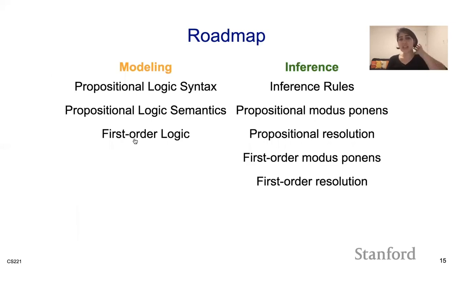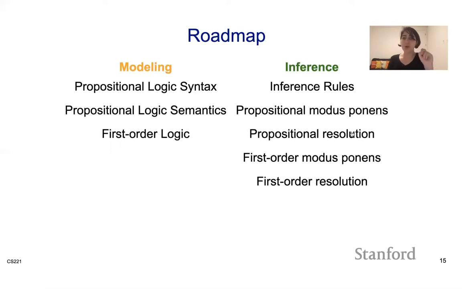All right, so with that, this is the roadmap for this week's lectures. We're going to start with modeling, and by modeling here, what I mean is defining the syntax and semantics of logic. So we're going to talk about propositional logic and its syntax, then the semantics of propositional logic. At that point, we're going to switch to inference and discuss inference rules. In general, we're going to talk about two main inference rules. Modus ponens is one, and the other one is resolution. So under propositional logic, how do we do modus ponens? How do we do resolution?